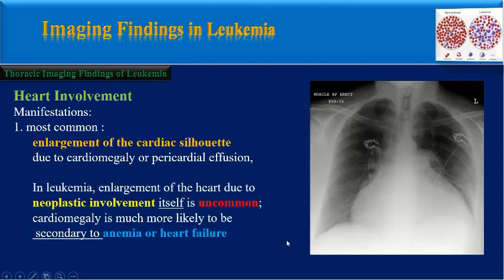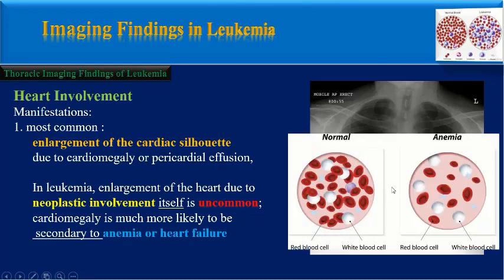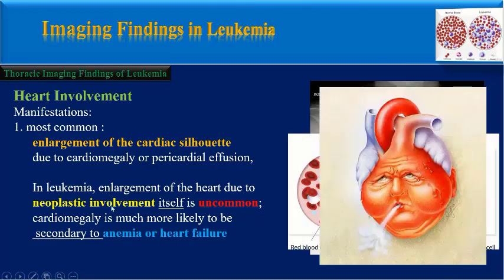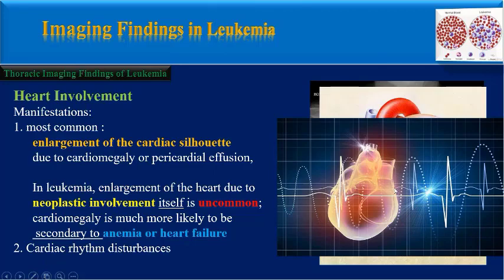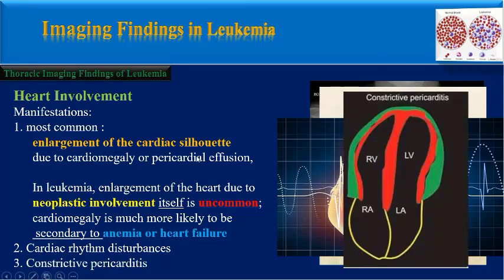In leukemia, enlargement of the heart due to neoplastic involvement itself is uncommon. Cardiomegaly is much more likely to be secondary to anemia or heart failure. The second manifestation is cardiac rhythm disturbances, and the third one is constrictive pericarditis.